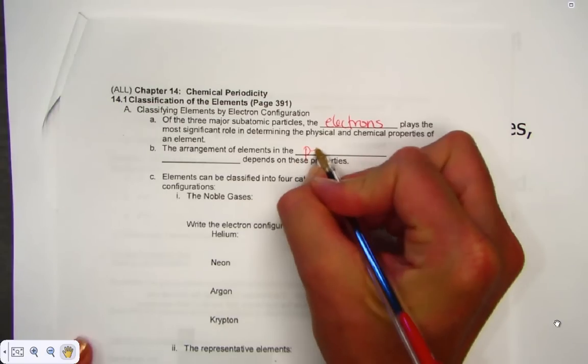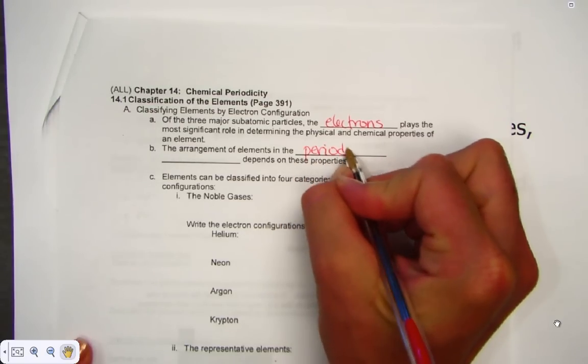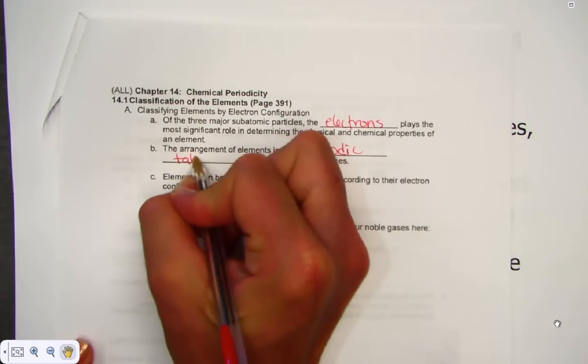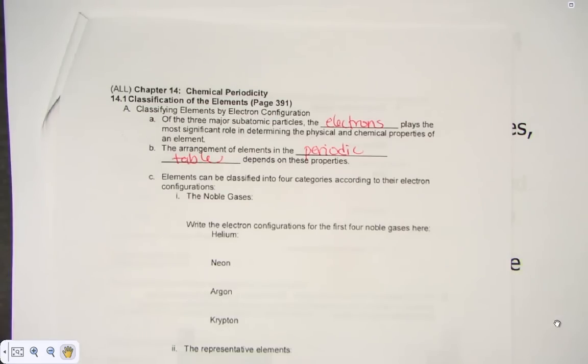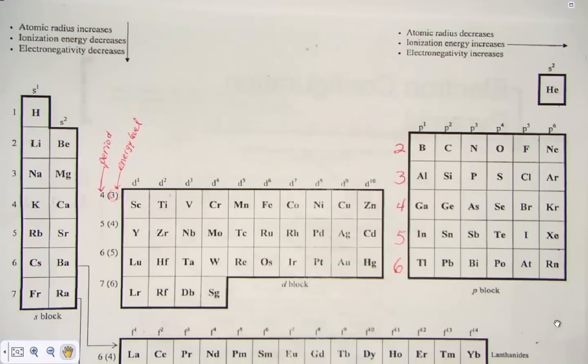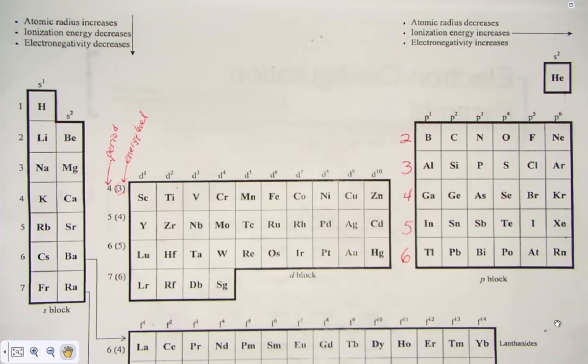The arrangement of these elements on the periodic table depends upon those properties. Elements are not just randomly dispersed on the periodic table. There are very specific reasons they live where they live on that chart. And what we're trying to do is make some connections. Why do the elements in the first column appear where they are? Well, the answer lies in their electron arrangement.